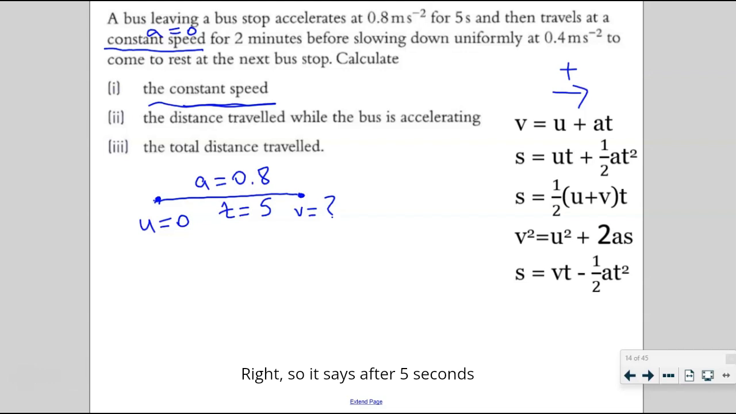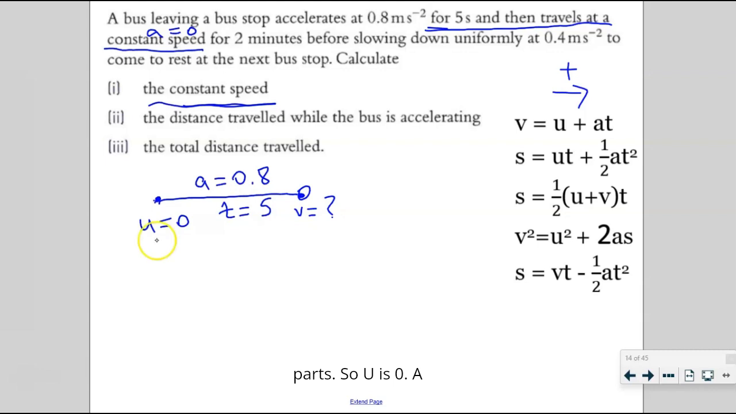Right, so it says after 5 seconds, the bus is at constant speed. If you look at the diagram, after the 5 seconds are over, at this point, the bus will reach constant speed. So this is the speed we need to find out, which is v, because it's the final speed for the first part of the journey. We will divide the journey into different parts.